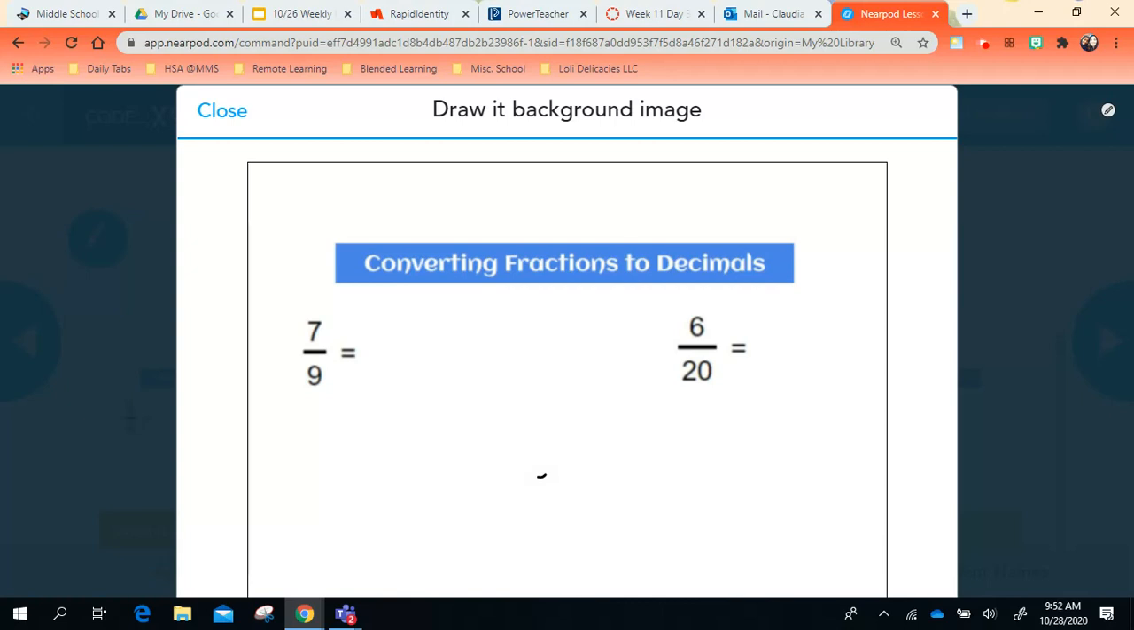Remember, you can use your division sheet, your multiplication sheet, your counting by number sheet. Make sure you put a circle around your answer.